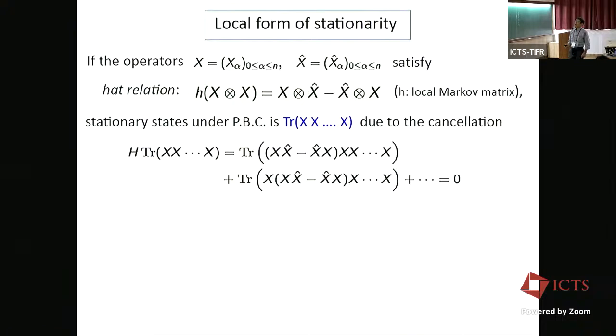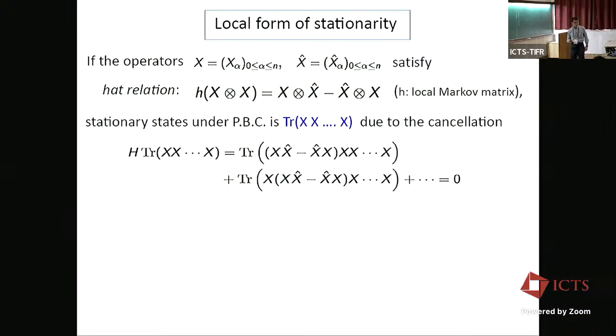So if you apply the Markov matrix, then it's a sum of little h in many places, the first copy and second copy and so on. And I applied already this hat relation or cancellation mechanism. But you see that this is systematically cancelled out due to the periodicity or cyclicity of the trace. So somehow the construction of the stationary probability is reduced to the problem of finding the operator, not only operator X, but a companion operator X hat satisfying this relation.